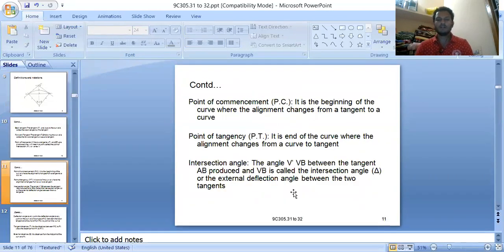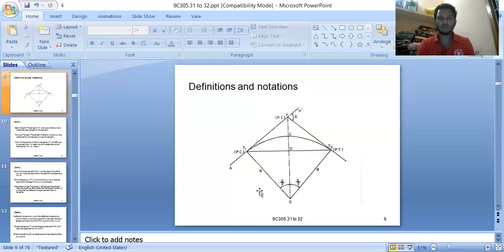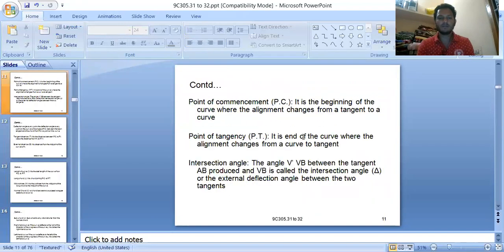Then we'll have the intersection angle. The angle at V between the tangent AB produced and VB is called the intersection angle delta, or the external deflection angle between the two tangents. So we have two tangents here, and this is the deflection angle between the two tangents, which is called the intersection angle delta.